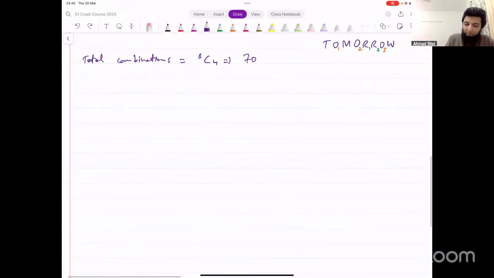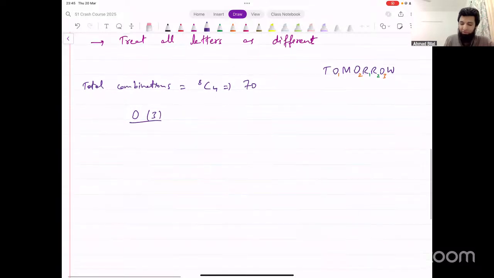Okay, now let's represent them like this. How many O's do we have in total? We've got 3 O's in total. And remember, we are treating all the letters as different. So we have 3 O's, and then we have 2 R's, and we have 3 remaining letters on which we have no condition. So we can just club them together. Let's call them X. The remaining letters, there are 3 remaining letters. Okay, so I'm saying X is PMW, the non-repeated letters.